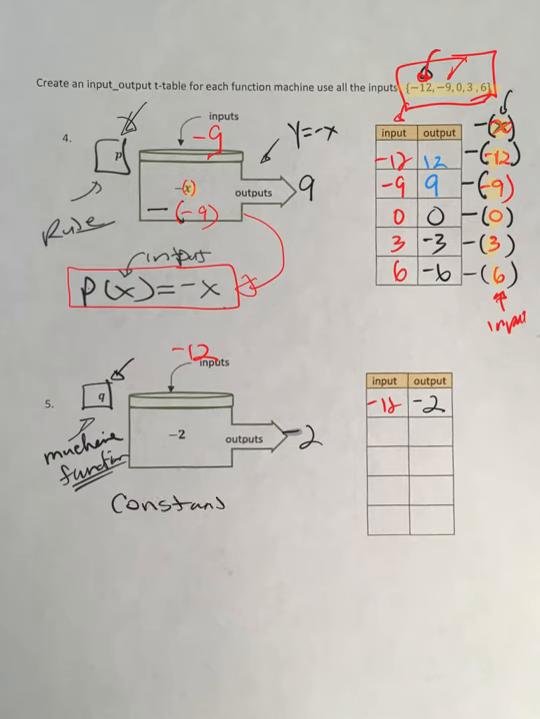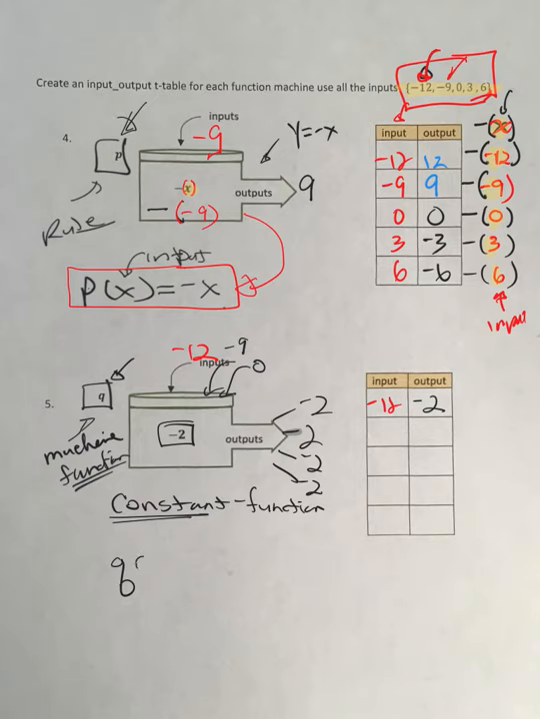This is a constant function. This means, because there's no x, no matter what you plug into the machine, negative 2 is always going to come out. Negative 2 is always coming out of the machine, no matter whether you put a negative 9 in, a 0 in, no matter what you plug in, negative 2 is always coming out, and that's called a constant function because it has no variable. So that means q of x equals negative 2 is called a constant function.